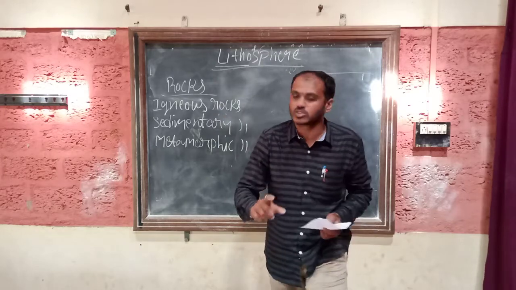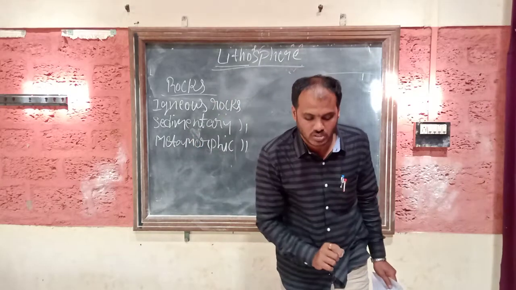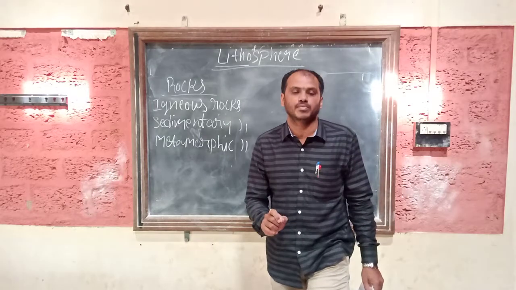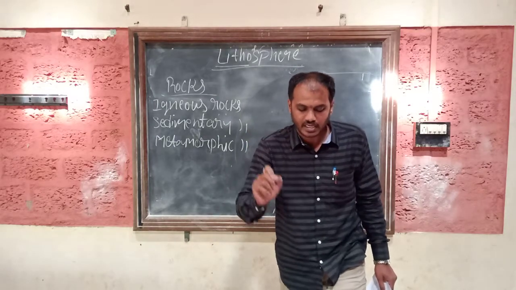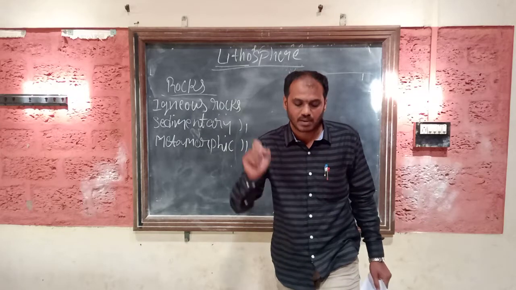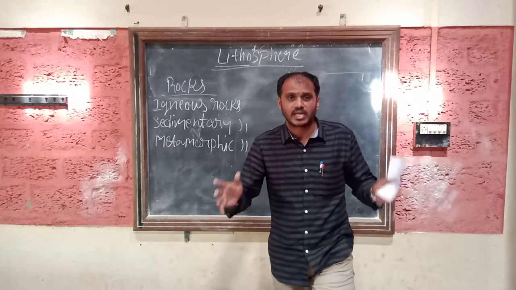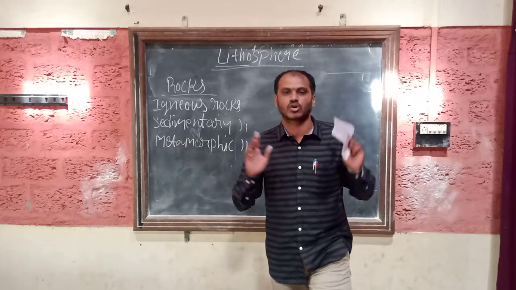So such types of rocks are called intrusive rocks. These rocks are made of large crystals and are found at great depth in the earth. For example, granite and gabbro. Granite and gabbro are forms of intrusive rock.